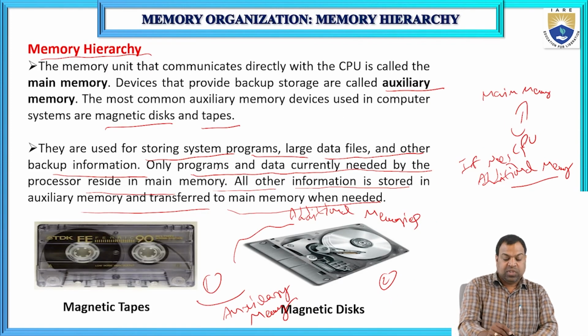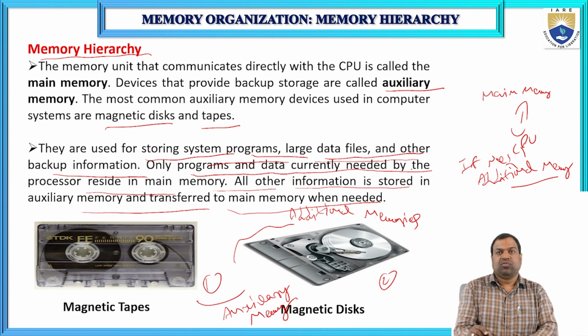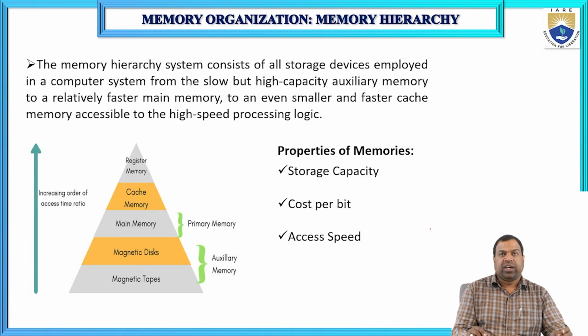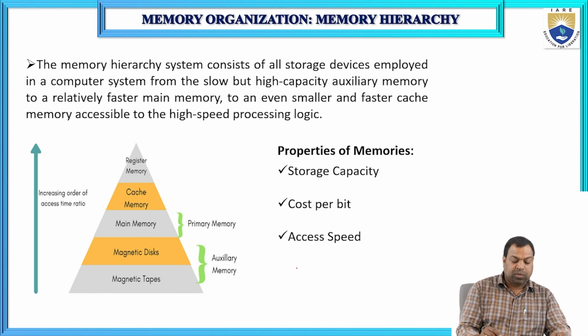So the storage of programs, large data files, and other backup information: only programs and data currently needed by the processor reside in main memory. All other information is stored in auxiliary memory and transferred to the main memory when needed. And the memory hierarchy system consists of all storage devices employed in a computer system, from the slow but high capacity auxiliary memory to a relatively faster main memory to an even smaller and faster cache memory accessible to the high-speed processing unit. So here I'm taking one block diagram.